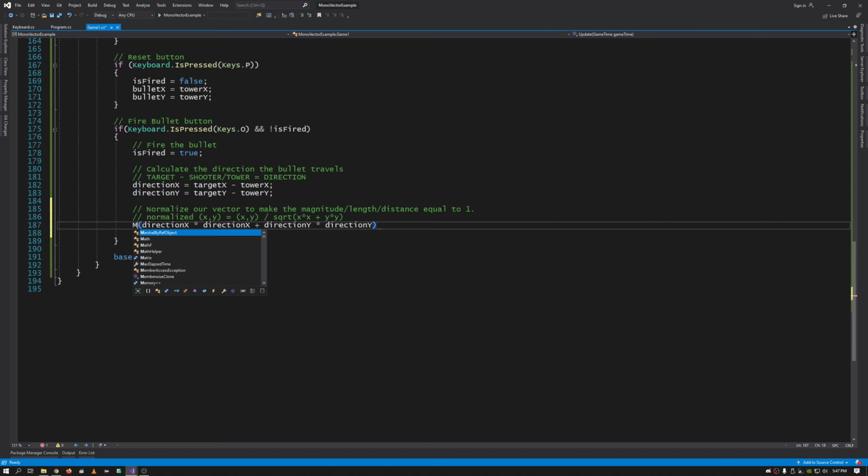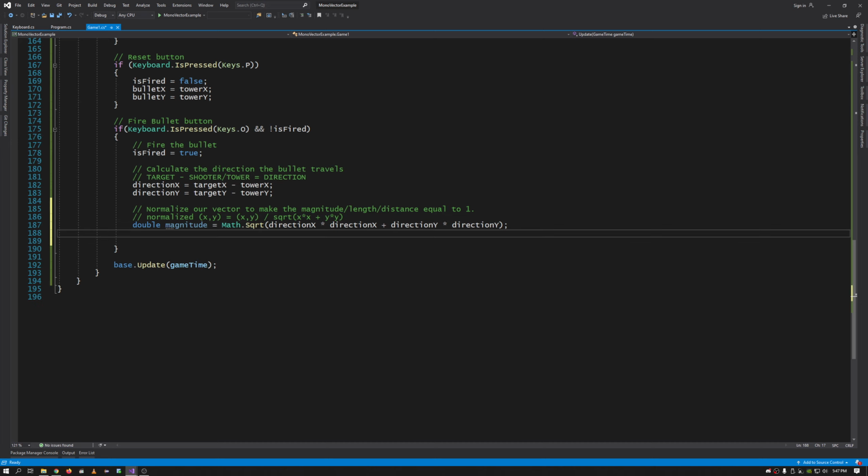And I believe the math is Math.Sqrt. Is it capital S? C# can be really picky. All right, so when I do that square root, that will return a double. I'm going to make a double called magnitude and set it equal to that.